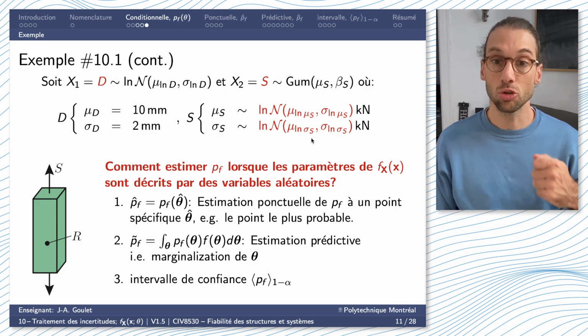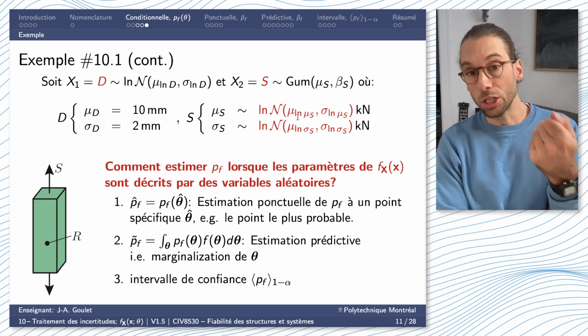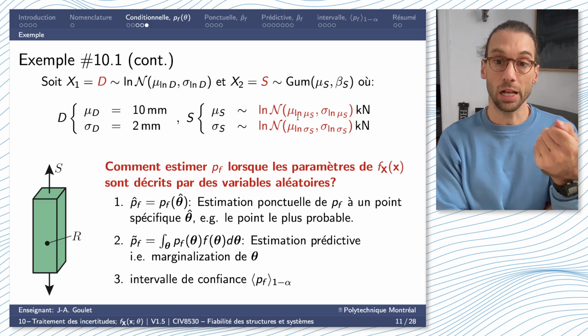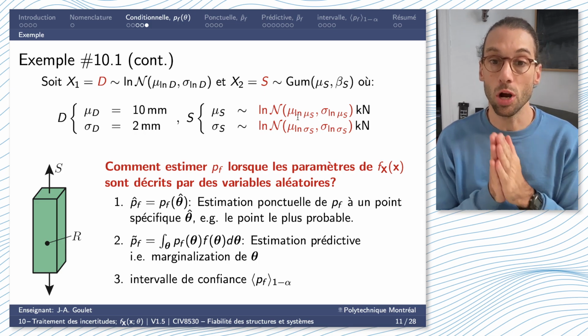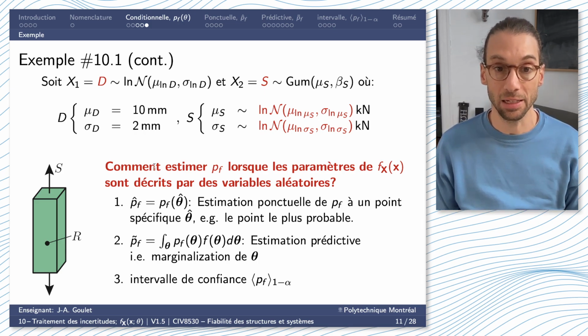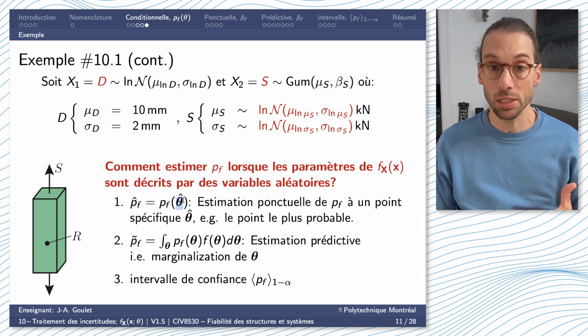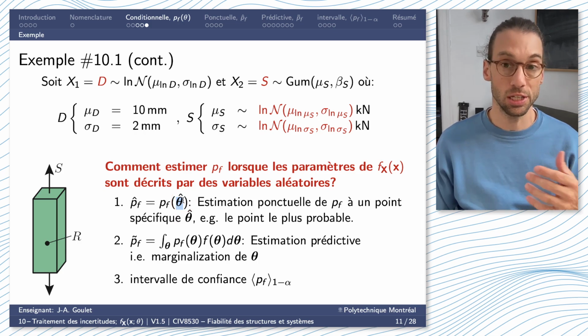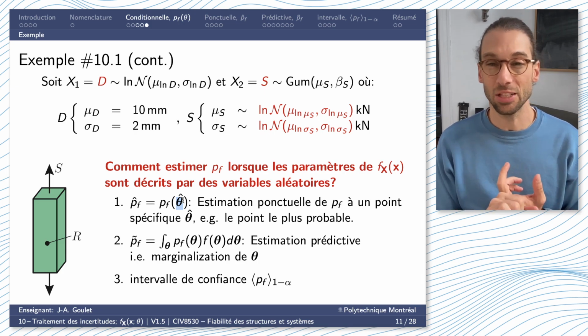And we're going to see three ways of including its effect into our calculation of the failure probability. The first one is the point estimate, PF at, where we evaluate our failure probability using only one set of parameters theta. For instance, it could be the mean, the mode, the most likely value. We're going to see that this is not really a good choice.